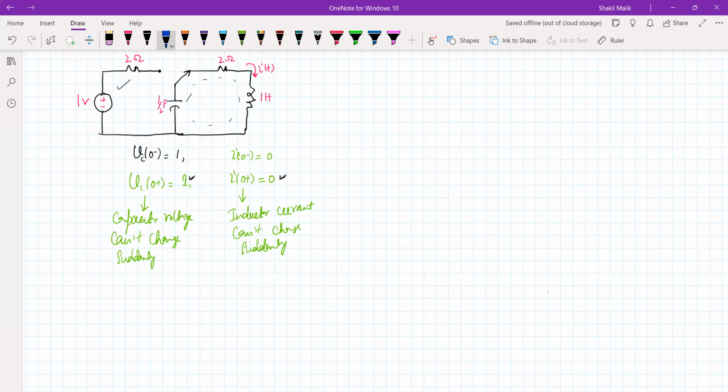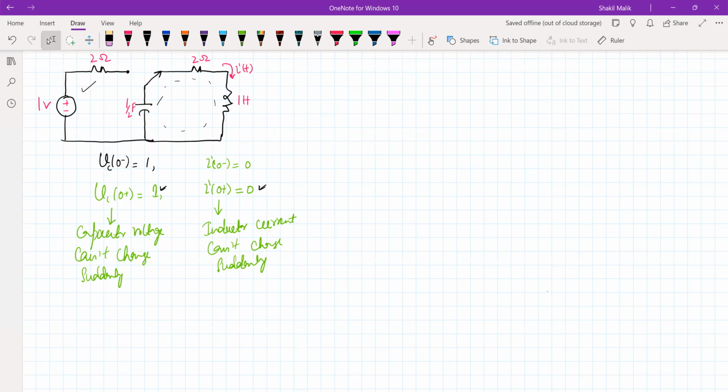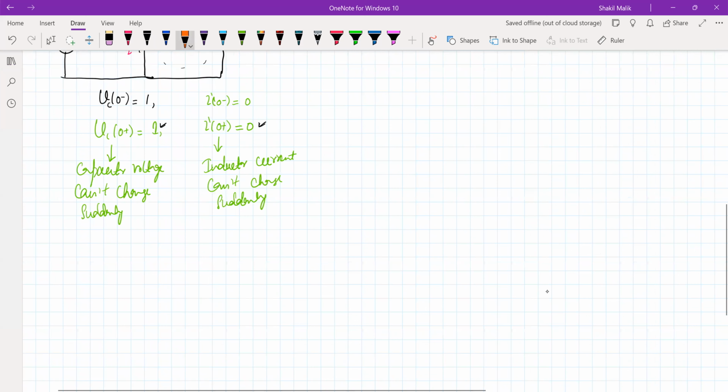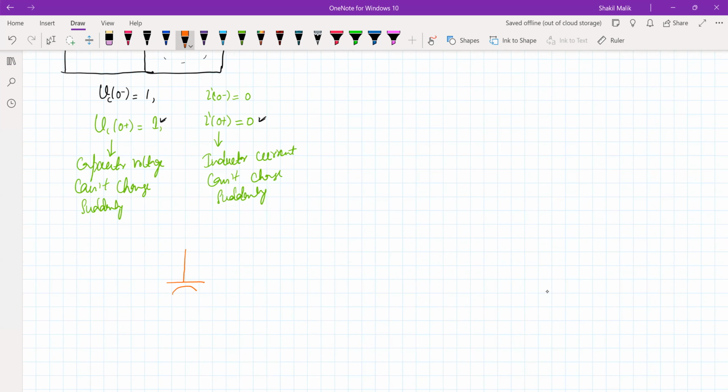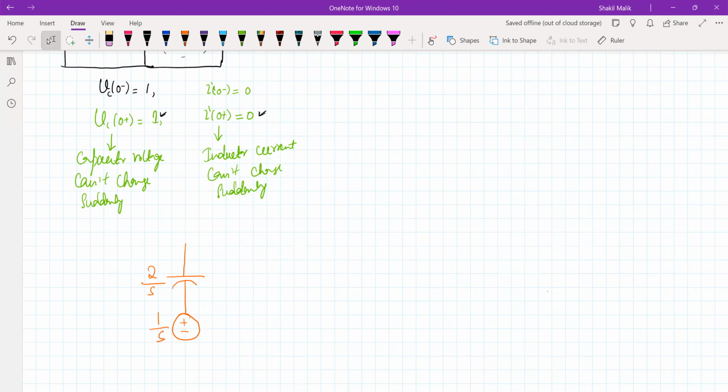So capacitor we will replace with simply 1 by Cs, and C is 1 by 2, plus a voltage, initial voltage. And initial voltage is 1 volt, so it will be 1 by S, and 1 by Cs will be simply 1 divided by 2 divided by S. Because it is 1 by Cs, 2 will come in the numerator side. Then we have resistor. We know nothing happens to the resistor. And inductor we will replace by simply Ls. So L is 1, so it will be S.